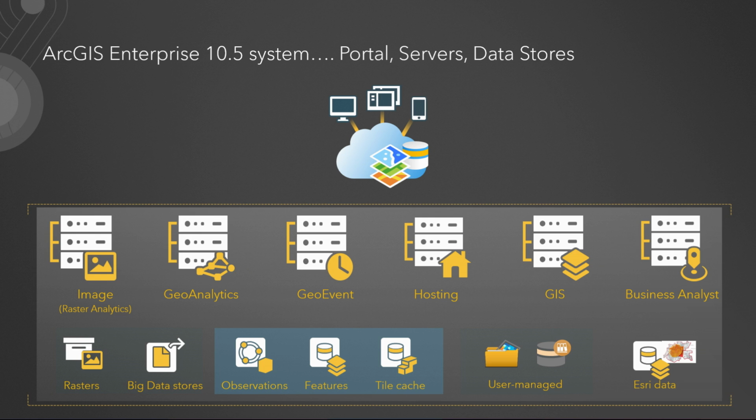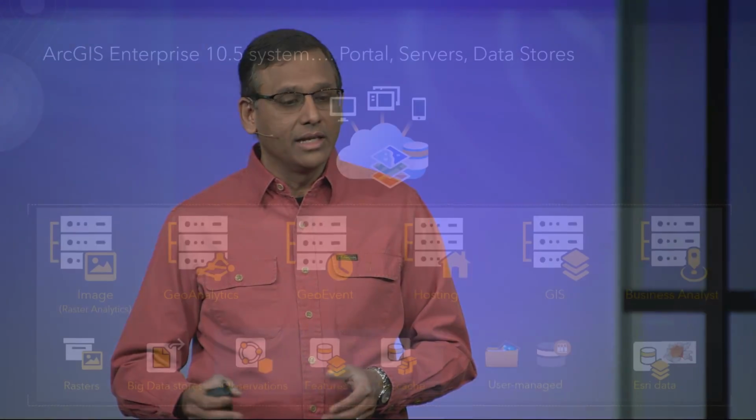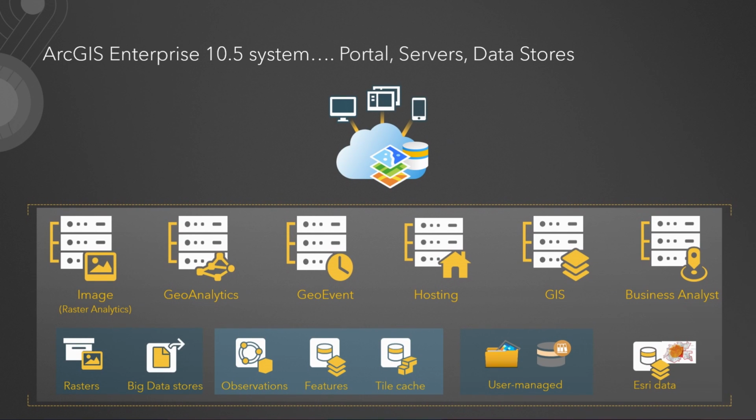I'd like to share the depth of the product in the sense of the ArcGIS Enterprise 10.5 architecture, the purpose-built servers that we have, and the purpose-built data stores that we have built in. So the way you'll use it is through the various data stores. It ships with ready-to-use data stores that are made for observation data, or feature data, or tile cache data. And of course, you can attach your own data sets in whatever stores that they are in, or you can enrich your data with Esri's curated data.